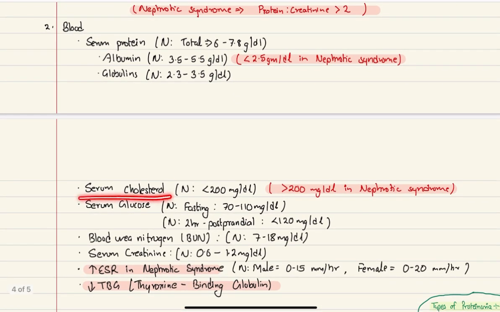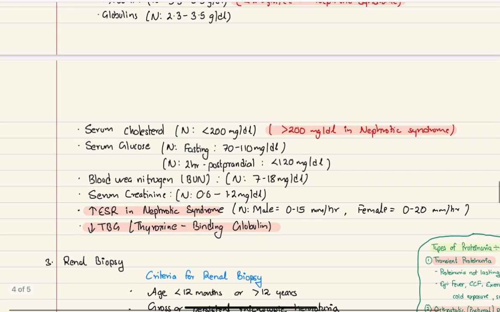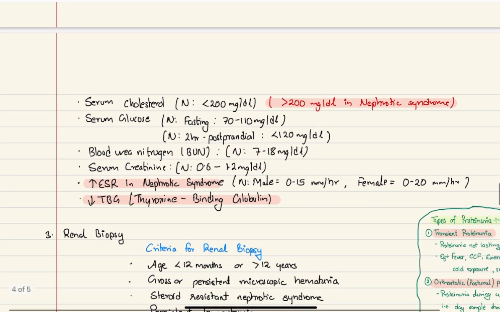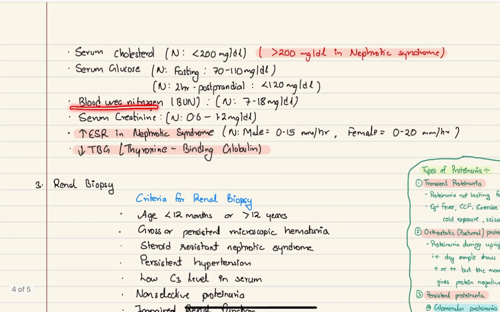The serum cholesterol level will increase. The normal is less than 200 mg per deciliter. It will become more than 200 mg in nephrotic syndrome. The serum glucose level will also change, where the normal fasting is 70 to 110. Normal in 2-hour postprandial is less than 120 mg per deciliter. The blood urea nitrogen can increase, where the normal is 7 to 18 mg per deciliter. Serum creatinine, the normal is 0.6 to 1.2 mg per deciliter.